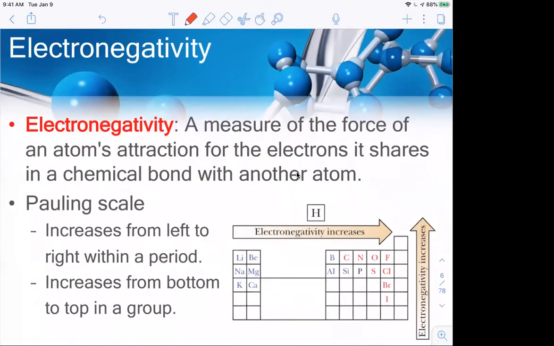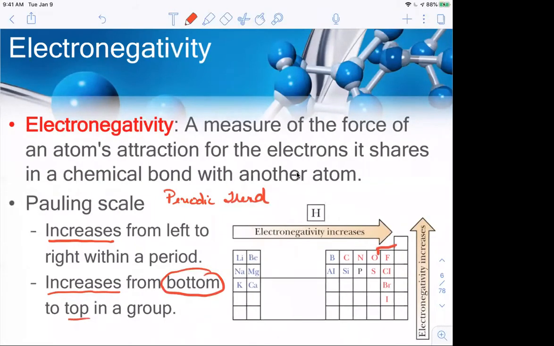Remember, there is a property of elements that is called electronegativity, and this is the measure of the force of an atom's attraction for the electrons it shares in a chemical bond with another atom. We can use the periodic table in order to assess electronegativity. This is going to have a periodic trend where it increases from left to right, and it increases from bottom to top.